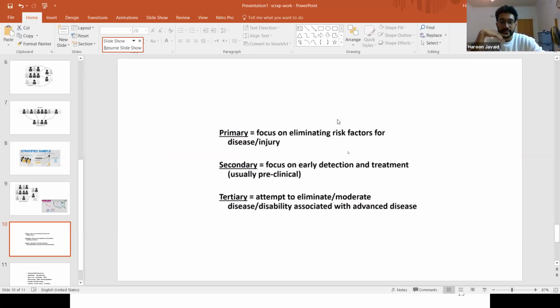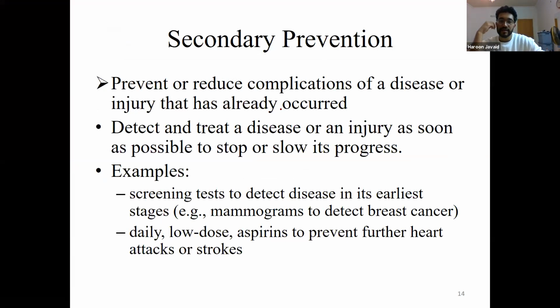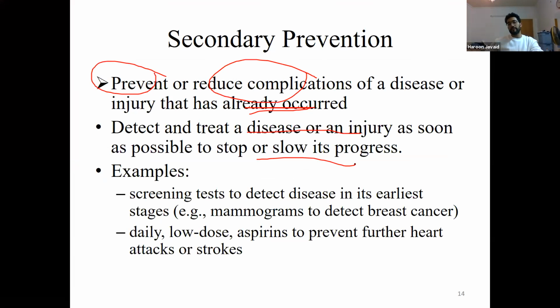Okay. Then you have secondary. Now secondary, there's going to be two words, either testing or screening. Usually it's going to be regarding this. So either you prevent the disease from progressing in its early stages, or you reduce a complication of a disease that has already occurred. So how would you think of this? It's basically going to be screening tests.